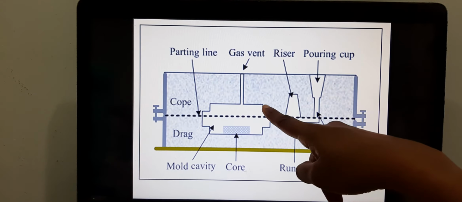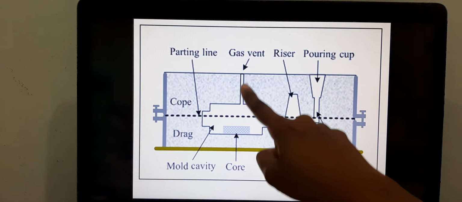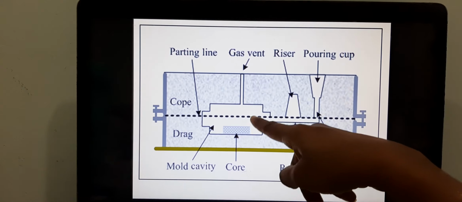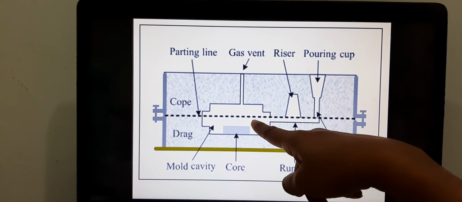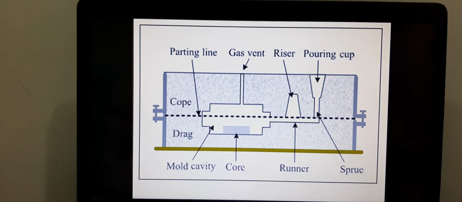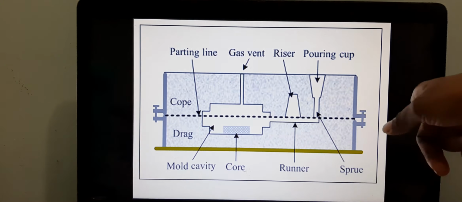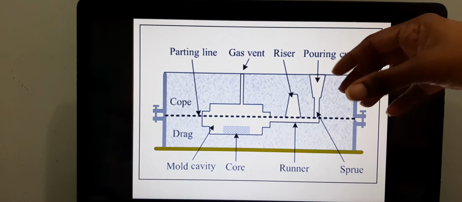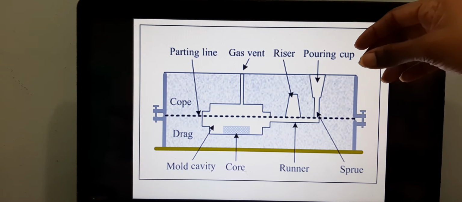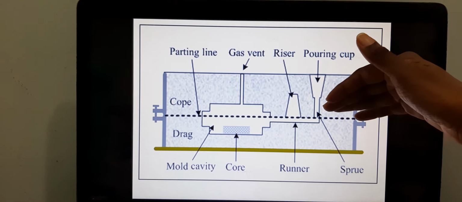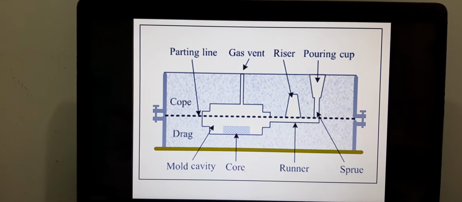Then you have vent holes. You need a vent hole for trapped gases to escape. If you don't have vent holes and there is air or gases present, what's going to happen to the air or gas? It's going to travel back into the cavity and it will affect your casting. Then you have something called a parting line. At the parting line you're going to put some kind of powder. We call it a separation powder, to prevent the cope and drag from sticking due to high heat.